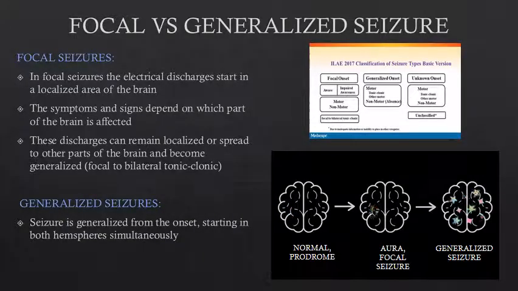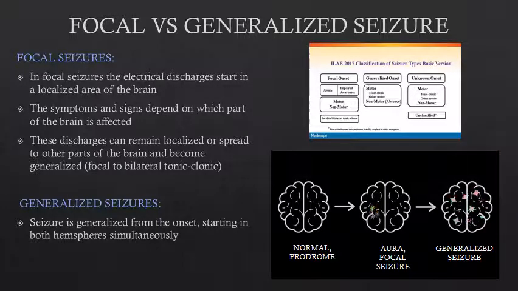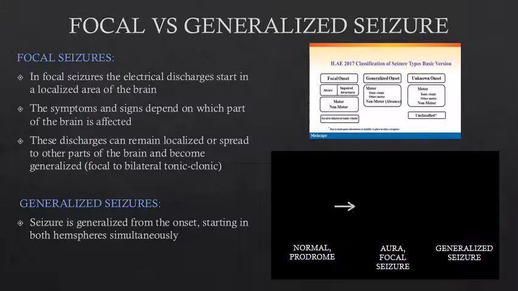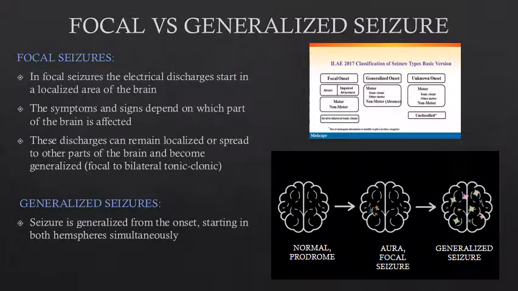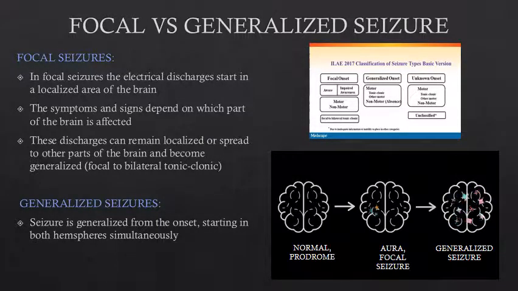I'd like to emphasize the difference between a focal and generalized seizure. If you look at the picture on the bottom right, the brain on the left shows no abnormal activity. So this is a normal brain or the prodromal phase. In the middle, you see abnormal activity that is contained to a localized area of the brain.